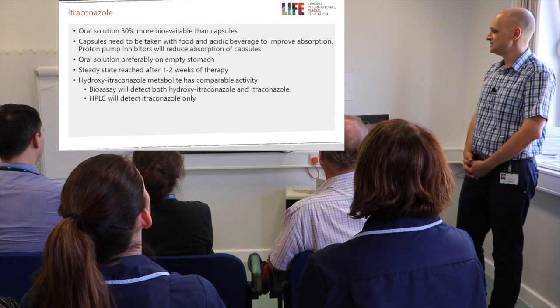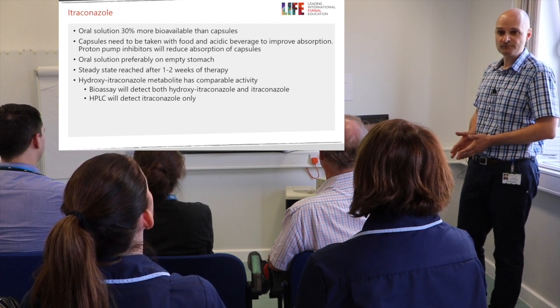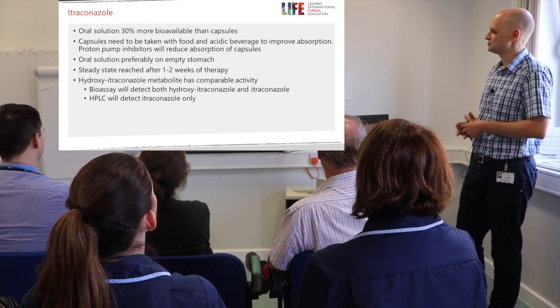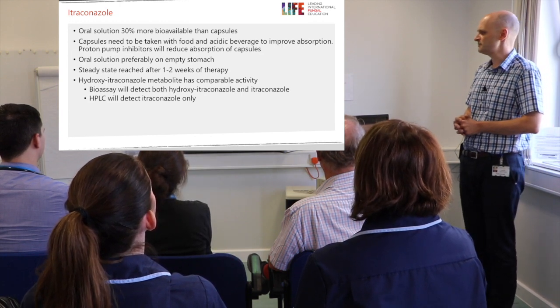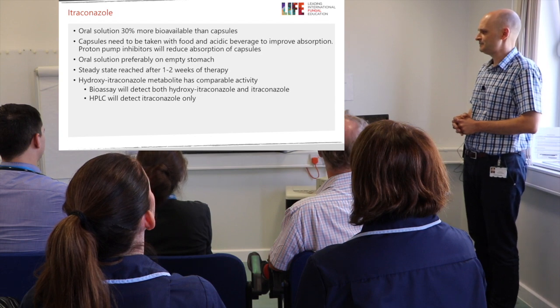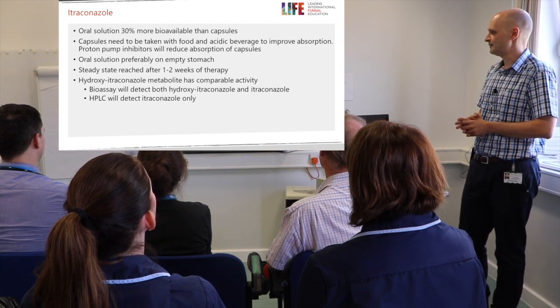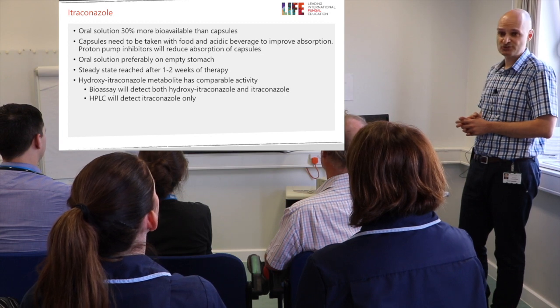And steady state is achieved after 1 to 2 weeks of therapy. So you don't need to measure trough levels of itraconazole, you can measure random levels. That should be as good. And as I mentioned before, bioassay and HPLC measure different things. Bioassay measures both itraconazole and its metabolite, and HPLC just measures itraconazole.